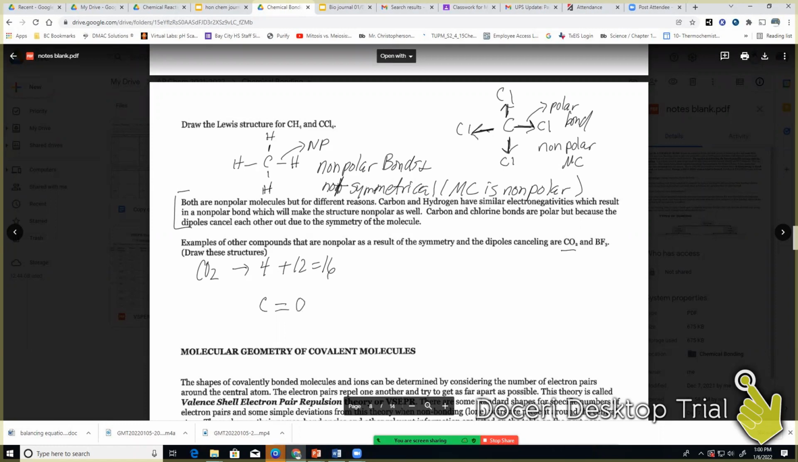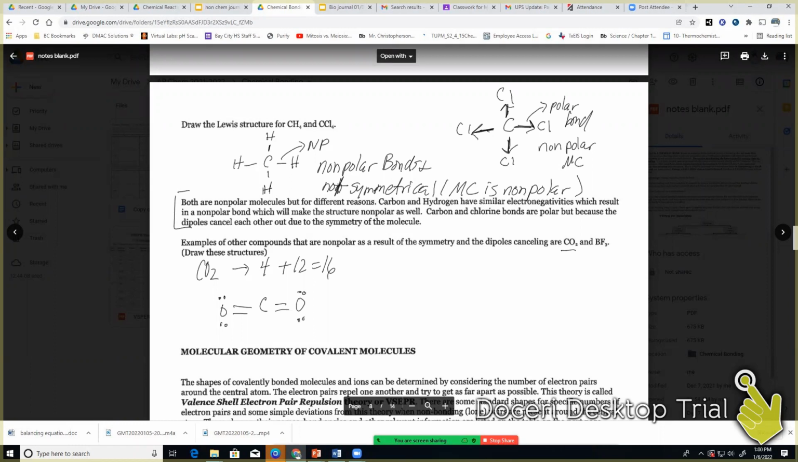Did I do that on my notes? No, I did not do that on my notes. I just drew the wrong number of electrons on my notes. All right, so there we go. That looks better. But do you think that this is a polar molecule?